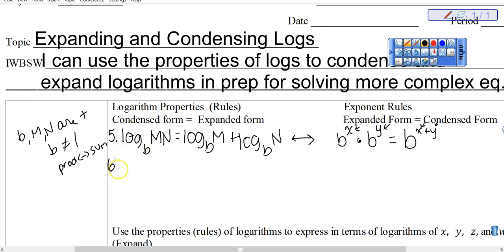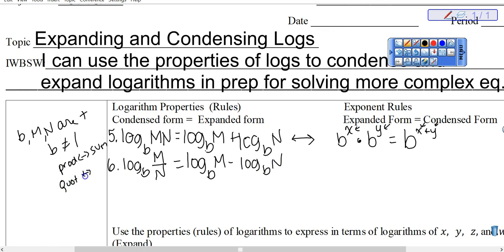Okay. Here's property 6 that says this. The log base b of m over n is equivalent to, in expanded form, the log base b of m minus the log base b of n. And that's the quotient to difference application of a log property.